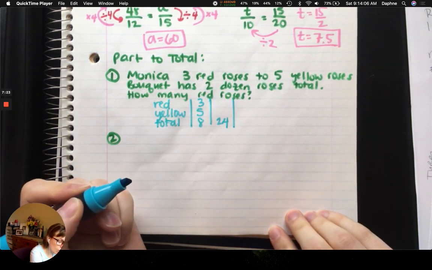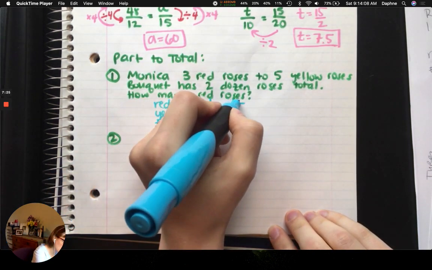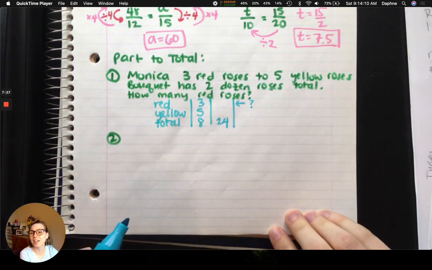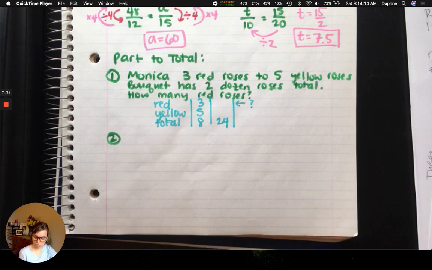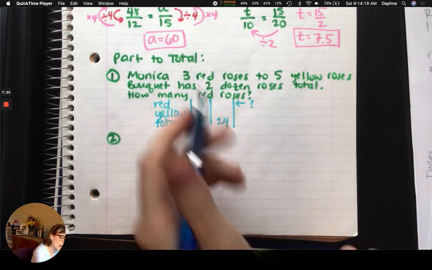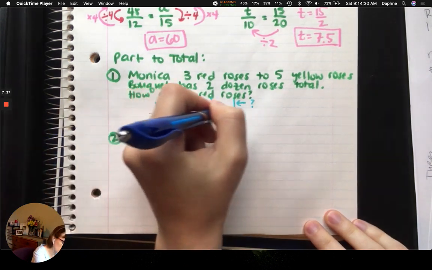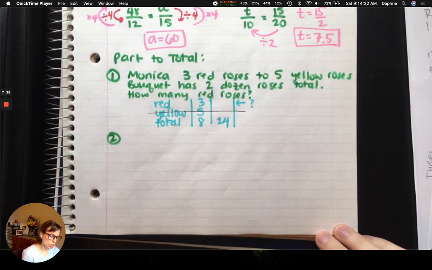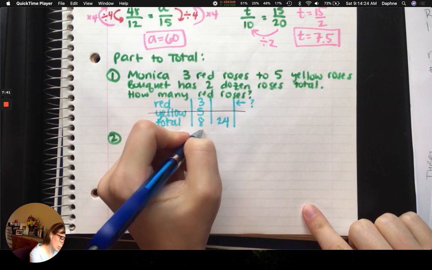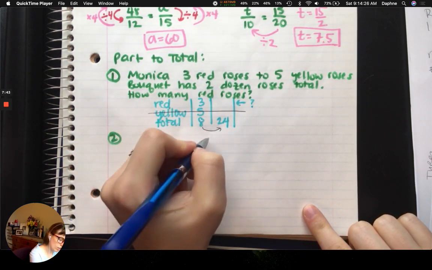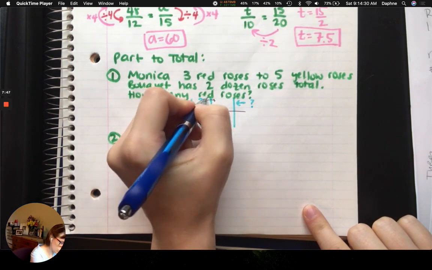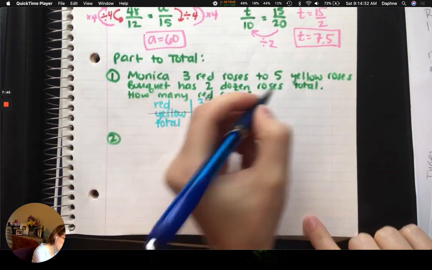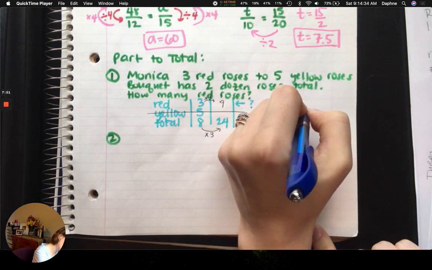And I need to know how many red roses. So that's what I'm trying to figure out, is red. I could care less about yellow. All I care about is the red. So if you want to, cross out that yellow row. Sometimes it'd be important. In this case, I don't think it'll be important. Okay, so total. I know to go from 8 to 24, I multiply by 3. So I just have to do 3 times 3, 9. So it should be 9 red roses. Cool.